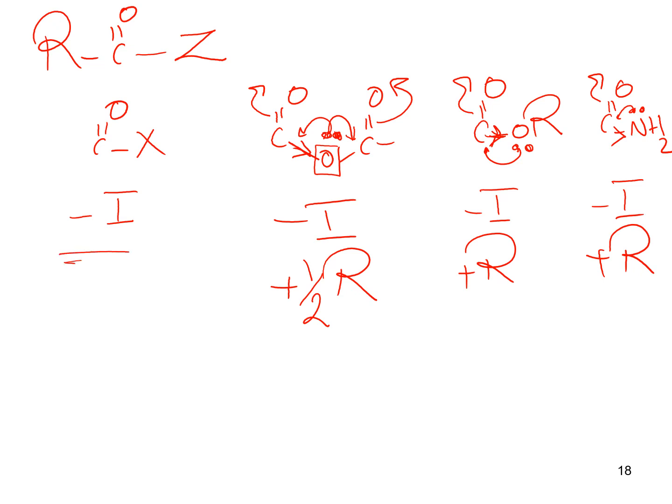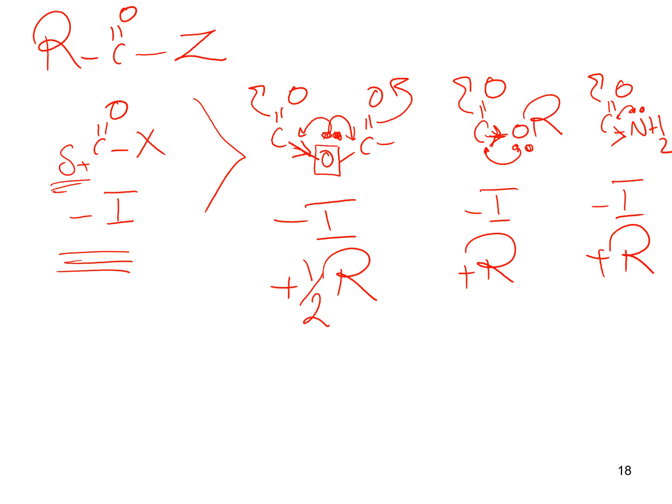In case of the acid halides, you have a withdrawal effect with no donation. So this is the most positive. We do not donate electrons to it by any means. The only factor is withdrawal. So this is the highest positivity of them all. So this is the most reactive.